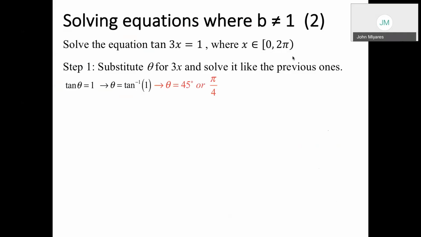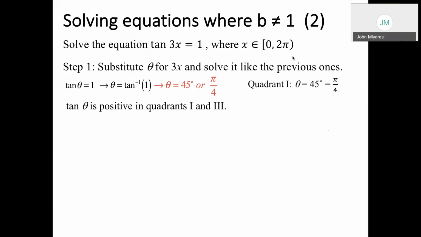We also know that the tangent function is going to be positive in quadrants 1 and 3. So if we were to place those angles in quadrant 1, we would have 45 degrees, and in quadrant 3, we're going to have 225 degrees. The radian equivalents of those would be pi over 4 and 5 pi over 4.